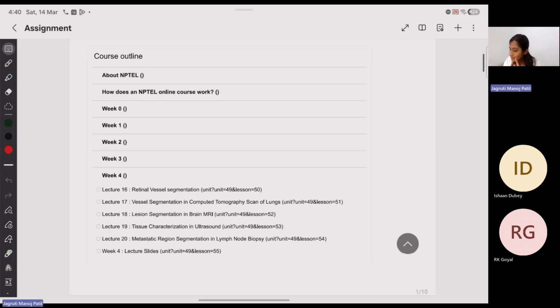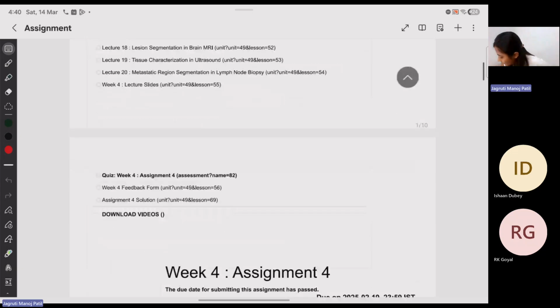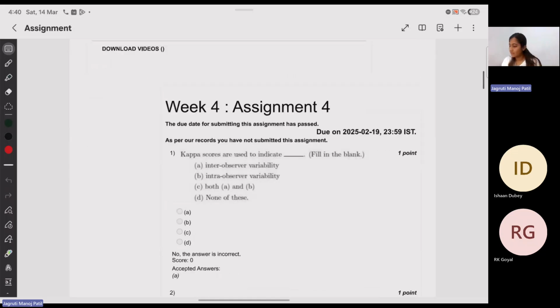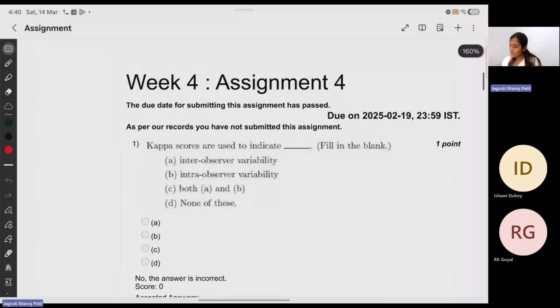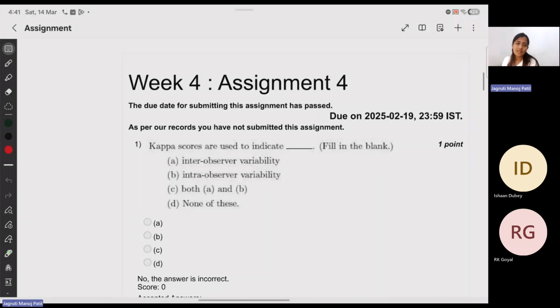Okay. Since this week wasn't much into theory and it was just application solving, I have some theory-based questions also. So after this week's assignment, if anyone's interested, we can solve those also. Okay, so first question, there are some kappa scores which are used to indicate what. So these kappa scores lie for retinal vessel-based segmentation. And in this case, it will tell you about the inter-observer-based variability.